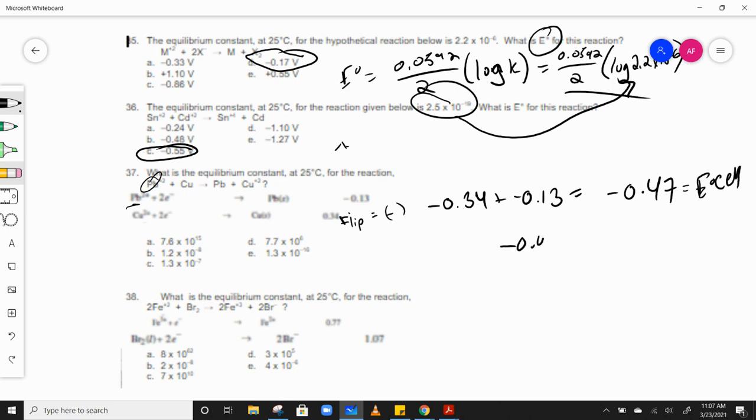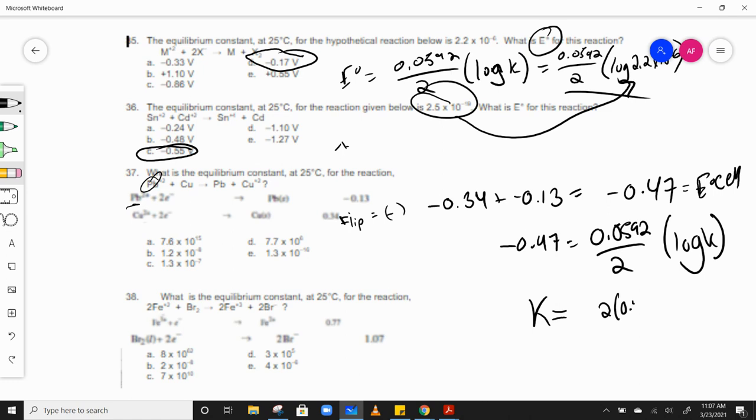And we know that is equal to 0.0592 over 2 times log of K. So we're going to solve for K. K is equal to 2 times 0.47, and this negative, divided by 0.0592, and then 10 to that power. When you do all this math, you get 1.32 times 10 to the negative 16. And that is closest to answer E.